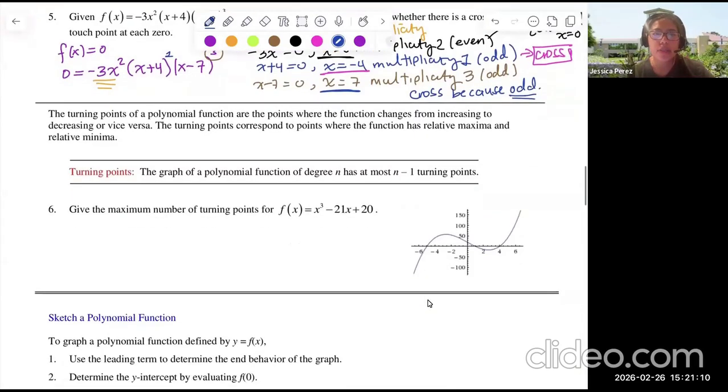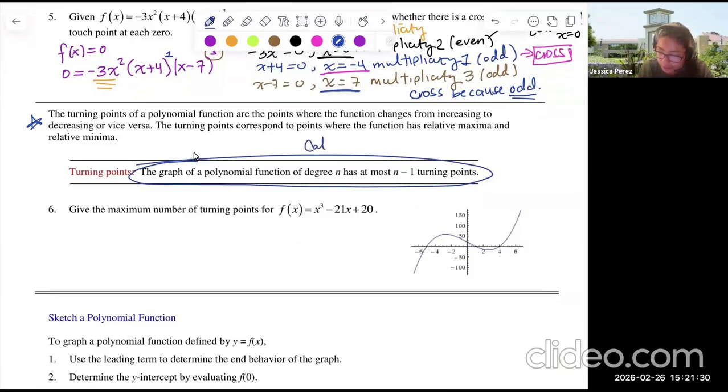Now, the turning points of a polynomial function are the points where the function changes from increasing to decreasing or vice versa. The turning points correspond to the points where the function has a relative maximum and relative minimum. So that is the definition of a turning point. The graph of a polynomial of degree n, this is how you find the number of turning points. You look at the degree of the polynomial and it will have at most n minus 1 turning points.